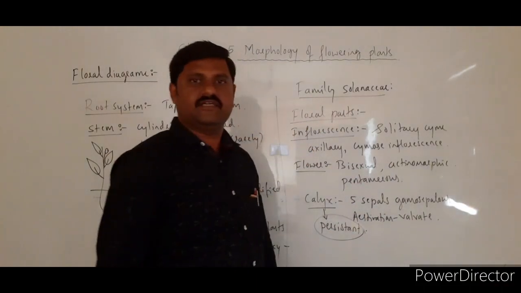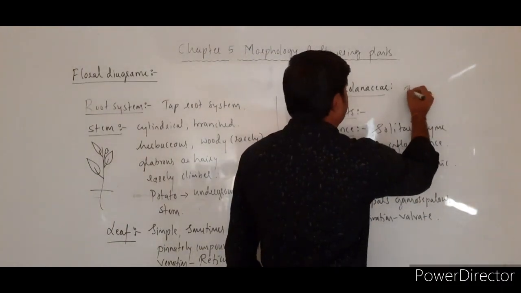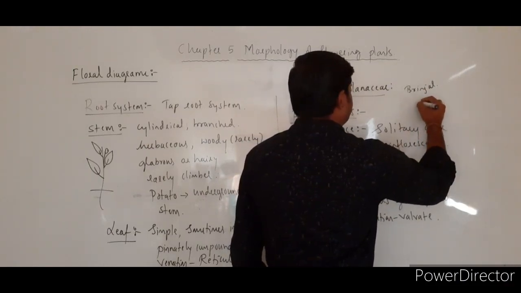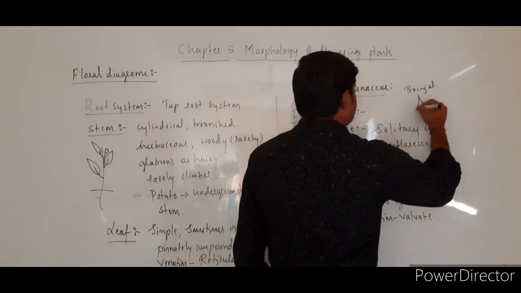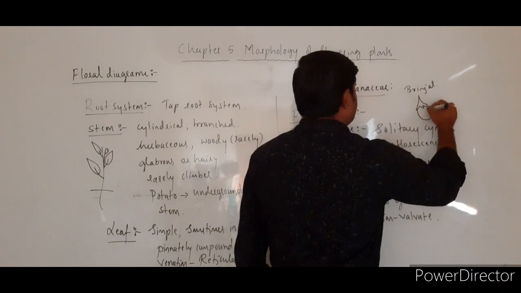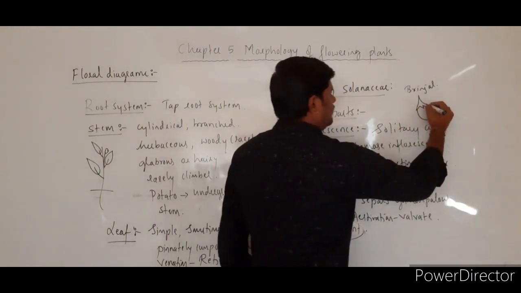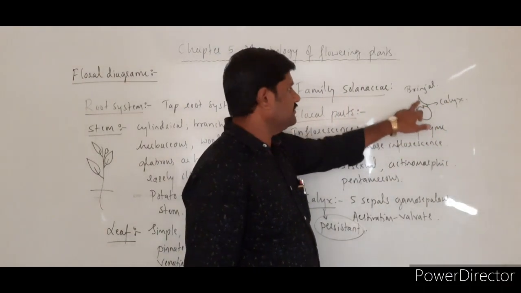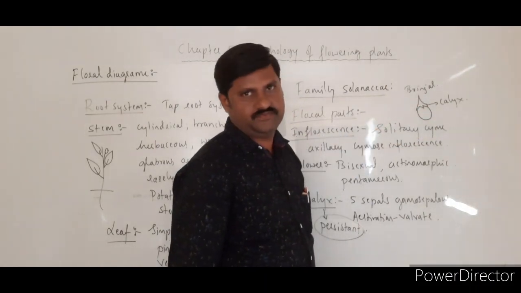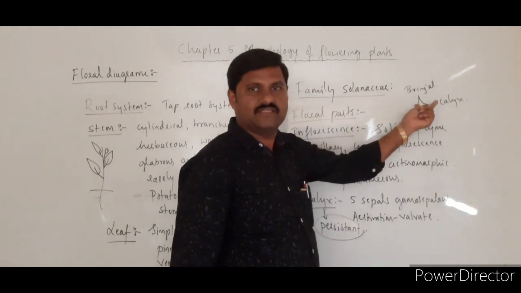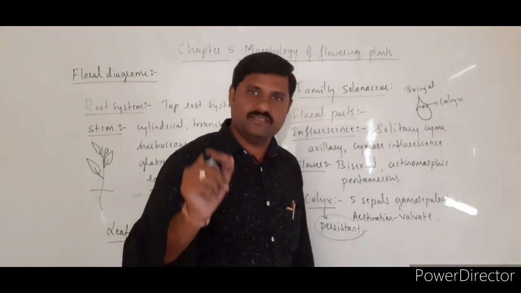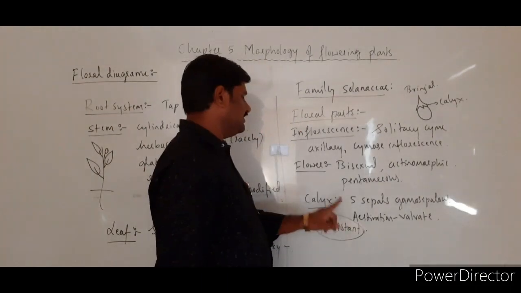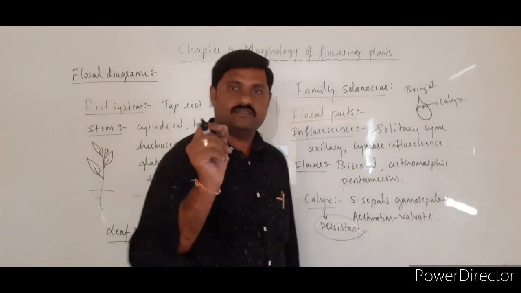Why it is called persistent calyx is because, see here in the case of brinjal, you can identify it. The calyx is like this. So what is this one? This one is the calyx. Even though the fruit has formed over here, this calyx remains with the fruit. What is this kind of calyx known as? It is persistent calyx. It remains along with the fruit, right? So that persistent calyx is the unique feature of this flowering plant.